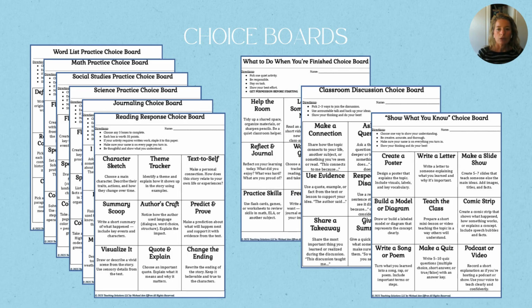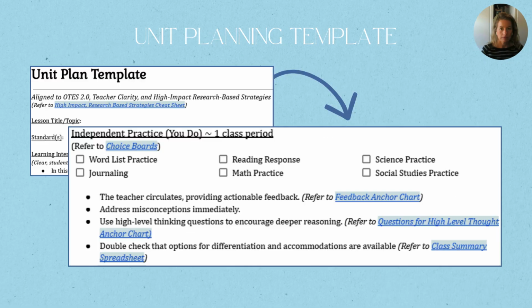The goal here is choice for independent practice, where expectations are clear, choices are structured, and learning is visible. You don't need to create something new each time. Choose one choice board that matches your learning goal and use it to guide independent work. Open your unit plan and template and check the box of the choice board you want to use during the I Do part of your unit.